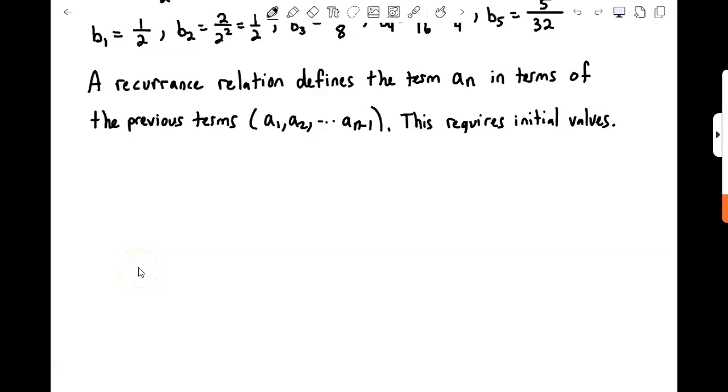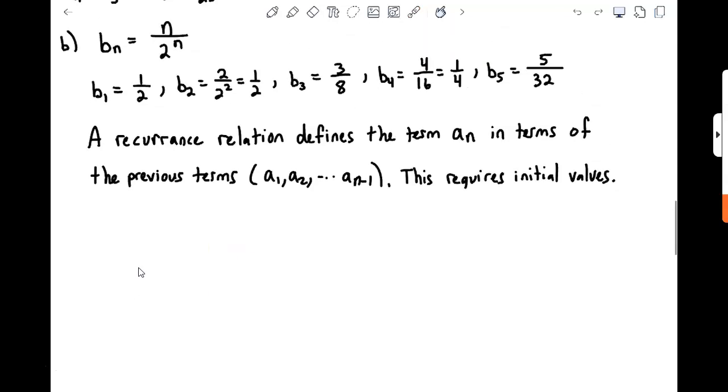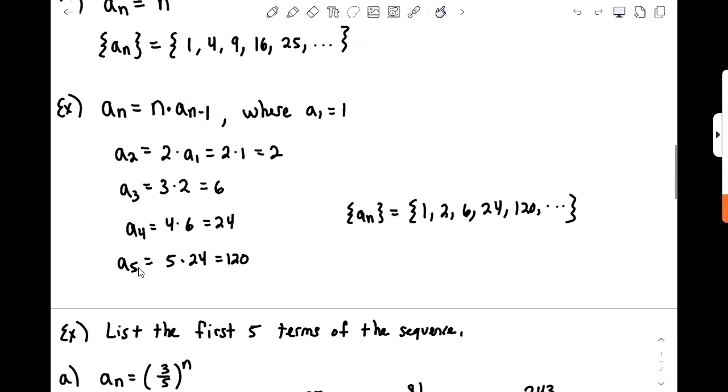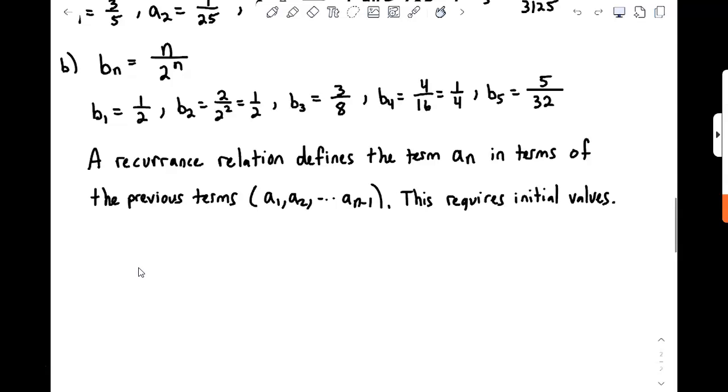Okay, so now I'll give you more of a definition for what a recurrence relation is. It defines the nth term in terms of the previous terms. That could be like we saw above, where we defined our next term as n times the previous term, right? So that was an example where it was defined just in terms of the one before. You can actually have recurrence relations where it's defined in terms of the two before, or the three before, or actually in terms of all the previous values.